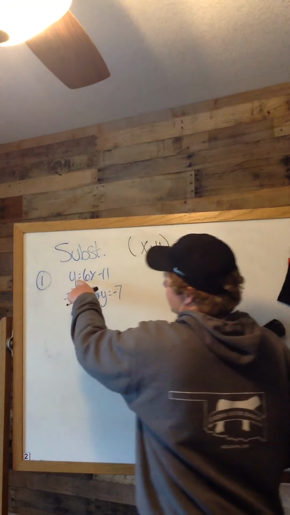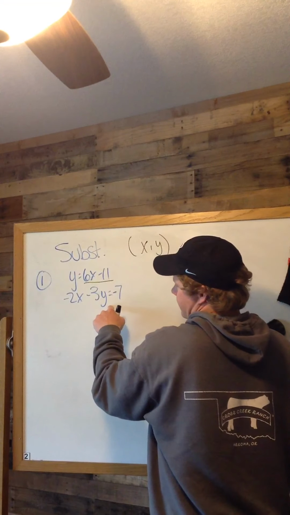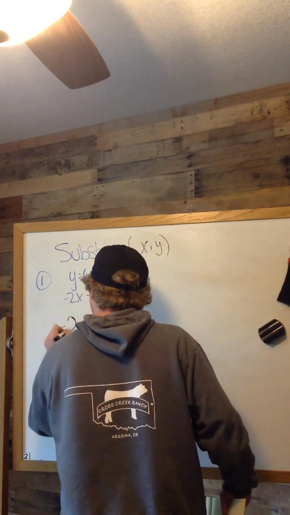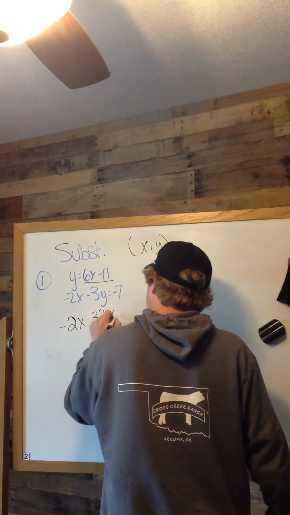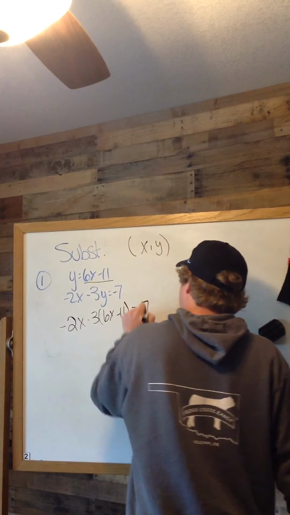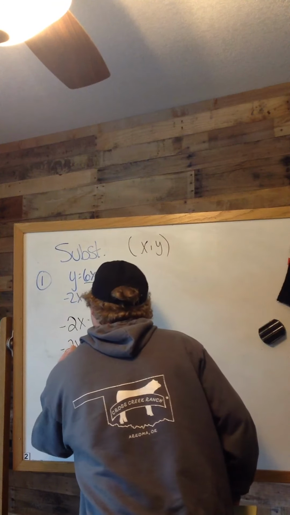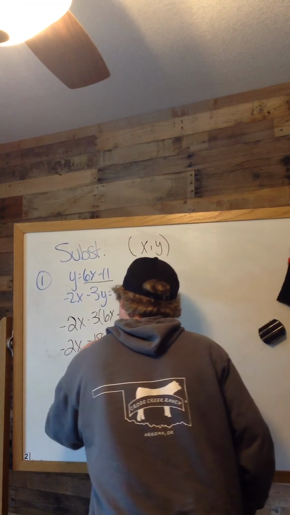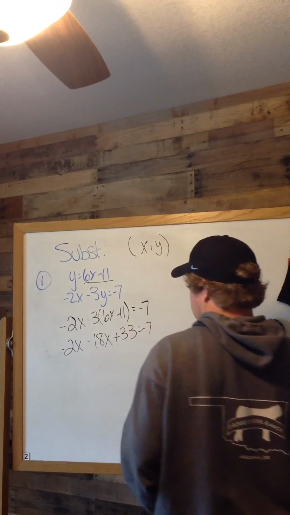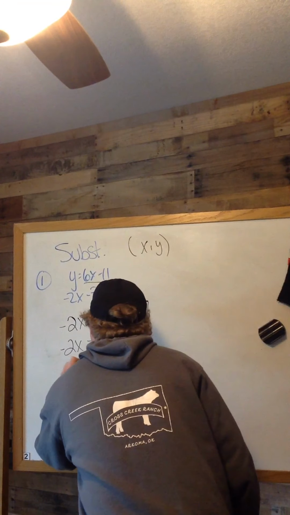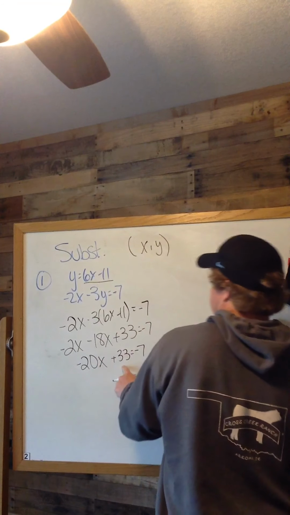But right here we have this one already solved for y. So we're going to plug this y in right there, into this equation down here. So we have negative 2x minus 3. I'm going to plug in 6x minus 11 for y equals negative 7. So then we have to use the distributive property. We have negative 2x minus 18x plus 33 equals negative 7. Combining like terms, negative 20x plus 33 equals negative 7.